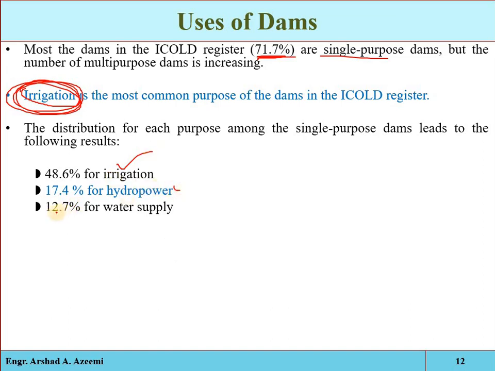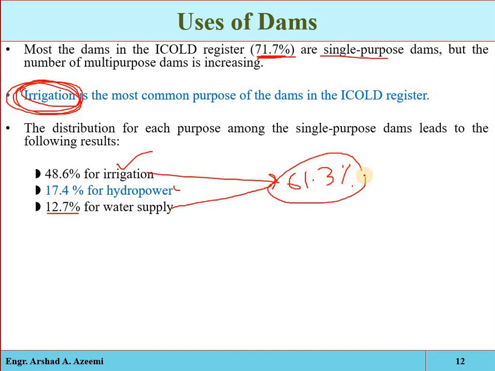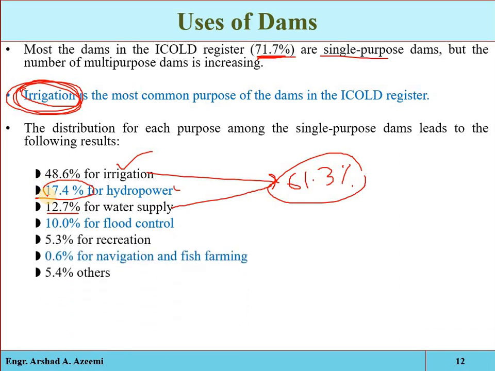17.4% is hydropower and 12.7% is water supply. So if we look into the supply of water from the reservoir, that is almost 61.3%. It means 61.3% of the purpose of the dam is just supply of water for irrigation, domestic or industrial use. So that is the main purpose. Then only 17.4% is for generating electric power. Okay, and 10% is flood control, 5.3% is recreation, and 0.6% and 5.4% are other purposes.